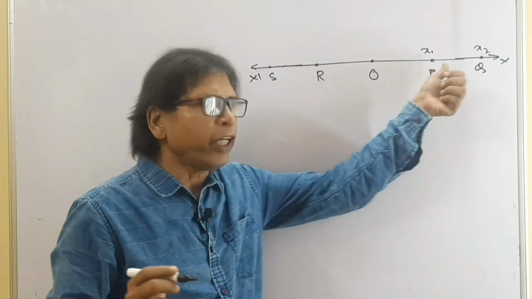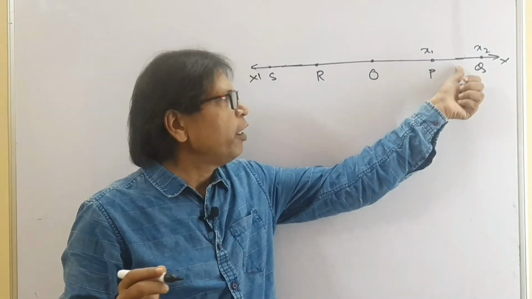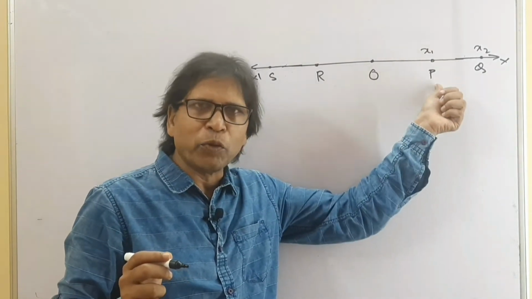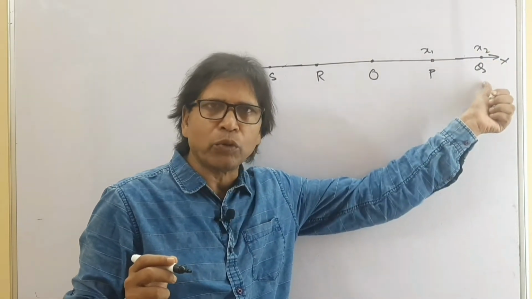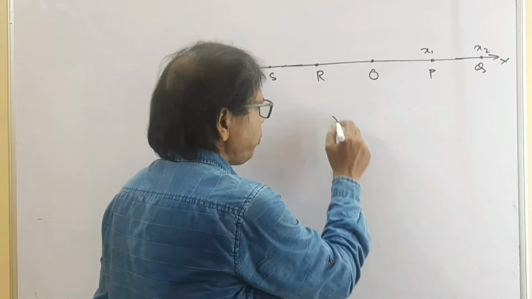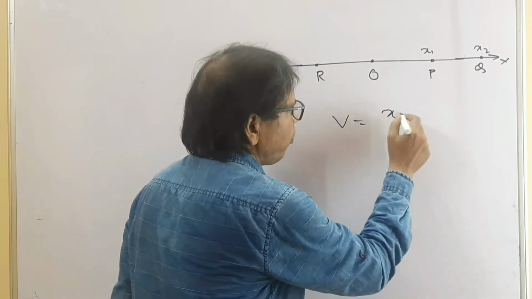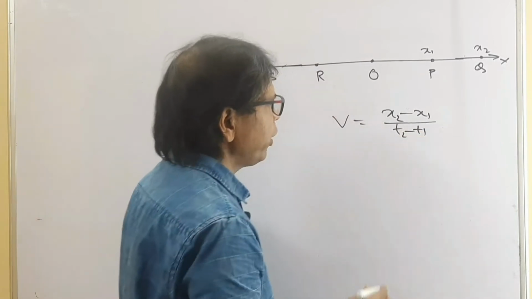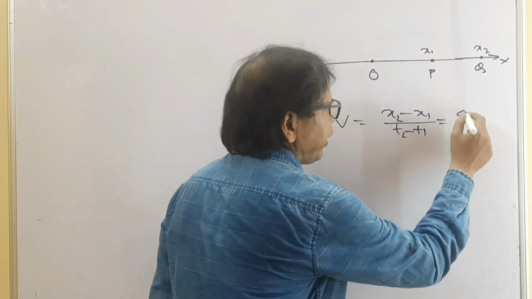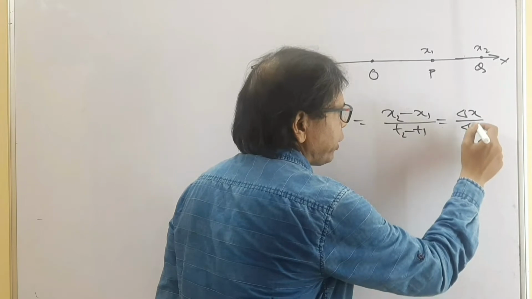Okay. Now velocity. Velocity means displacement by time. Suppose initial position of a particle be x1 in time t1 and final position be x2 in time t2. Then velocity v equals x2 minus x1 divided by t2 minus t1. This can be written as delta x by delta t.